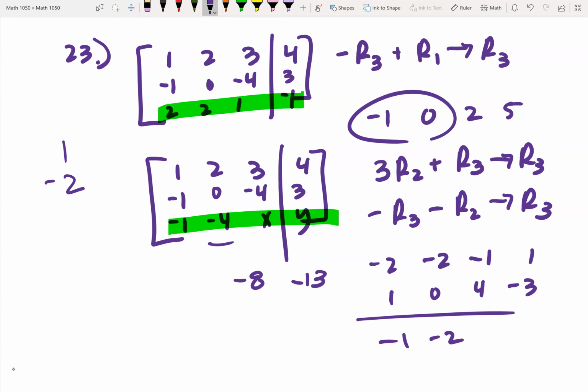Okay, so here's what I'm going to do on 23 so I don't sit and waste time. I'm going to skip it, and then if you need 23, fast forward to the end of this video, and hopefully I will figure it out.